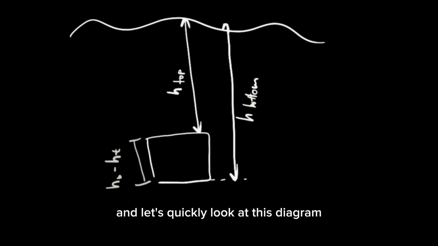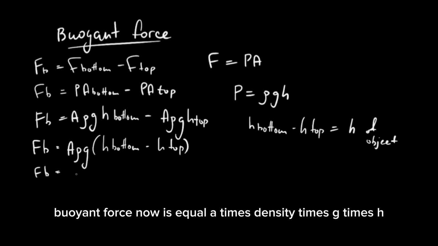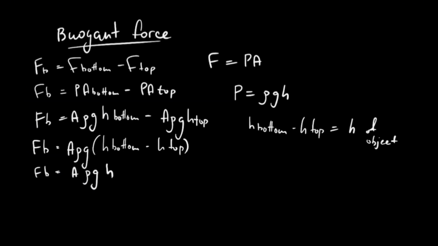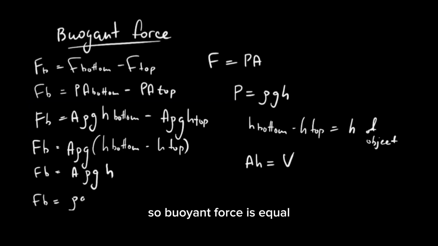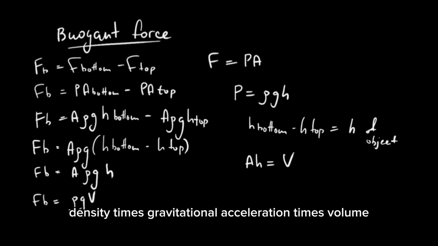And let's quickly look at this diagram. So actually h bottom minus h top will give us just the height of the object. So buoyant force now is equal to A times density times g times h. And the same thing as before, A times h gives us volume. So buoyant force is equal to density times gravitational acceleration times volume.